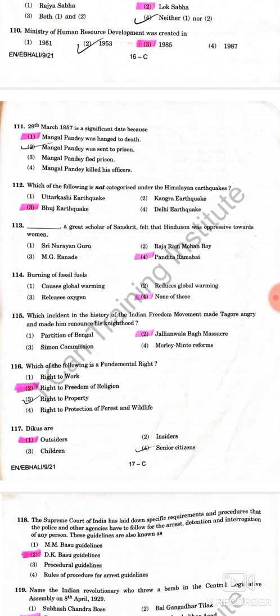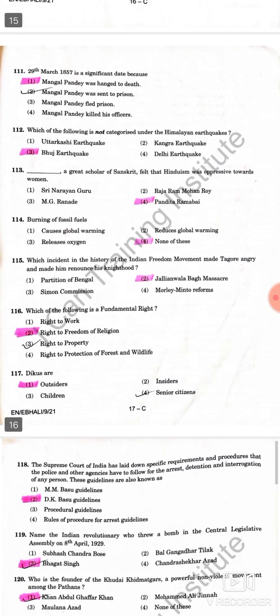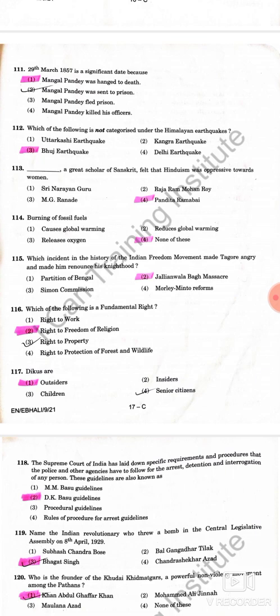Question number 113. Dash dash, a great scholar of Sanskrit, felt that Hinduism was oppressive towards women, and the answer is option number 4. Question 114. Burning of fossil fuels, and the answer is option number 4. Question 115. Which incident in the history of the Indian freedom movement made Tagore angry and made him renounce his knighthood? And the answer is option number 2.